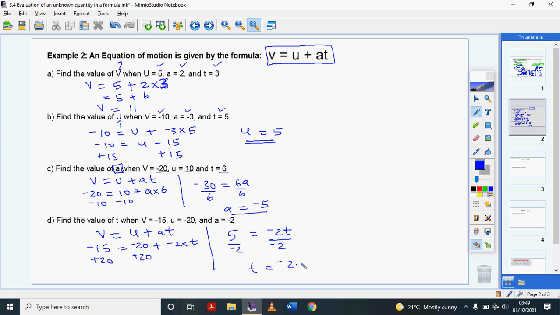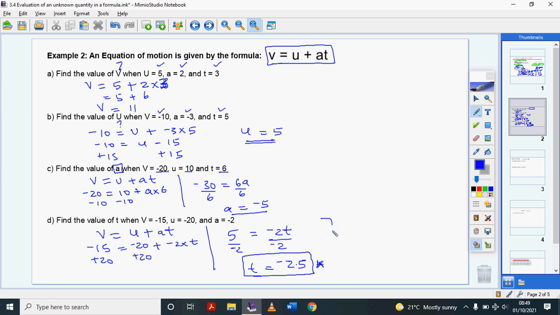Now, if you knew anything about physics, which some of you do, you'll be able to tell me that this answer cannot be true, because it's not possible to have negative time, except if you're a time traveler. But this is mathematics, and what we're practicing is simply substituting into formulas.